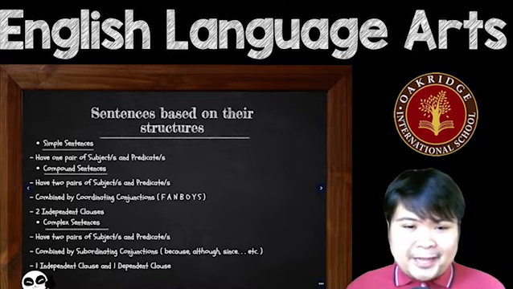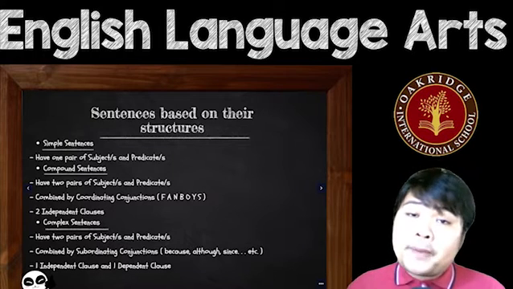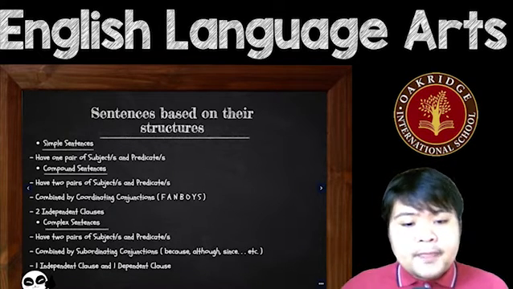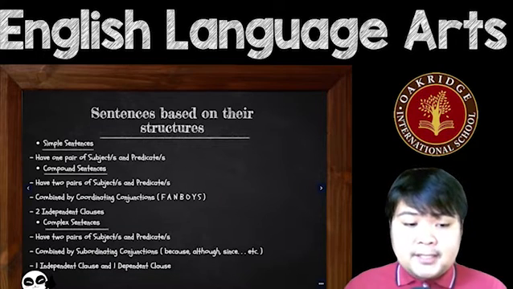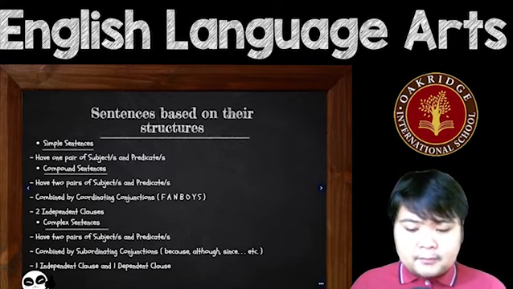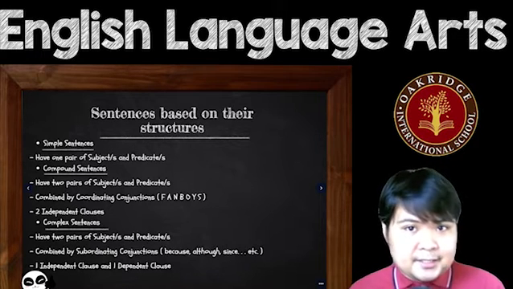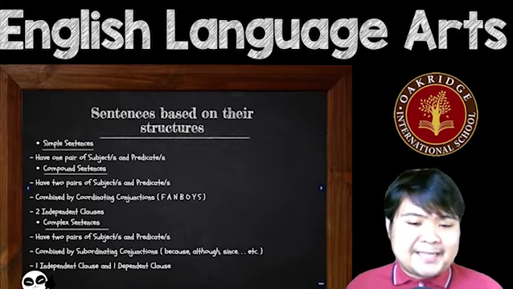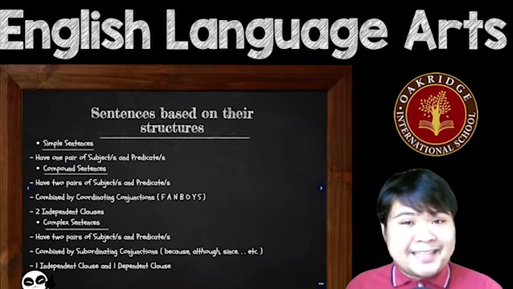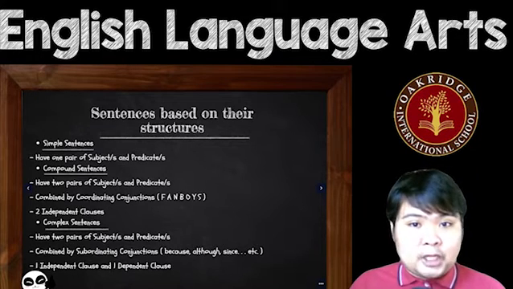And then the next one, complex sentences. These are just like compound sentences. They have 2 pairs of subjects and predicates. They're combined by subordinating conjunctions. Remember your subordinating conjunctions, kids? Because, although, since, and so on and so forth. There are around 50 different kinds of subordinating conjunctions. They were a lot. Okay? And to make a complex sentence, you need an independent clause and a dependent clause. These 2. Independent and dependent clause.